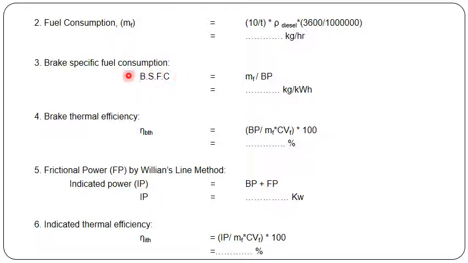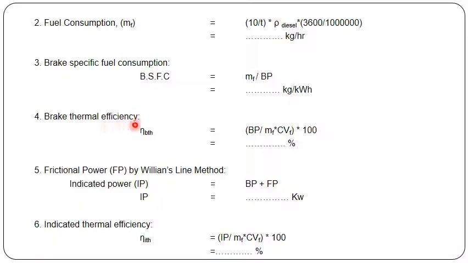The next important parameter, which gives us an idea about the fuel economy, is specific fuel consumption. Once you know brake power and fuel consumption, you can easily calculate specific fuel consumption or brake specific fuel consumption, which is the fuel consumed in order to obtain unit power. It is given as fuel consumed divided by brake power, and the unit is kg per kilowatt hour or gram per kilowatt hour. Accordingly you can use the units and get this value. This gives us fuel economy, and it should be as low as possible.